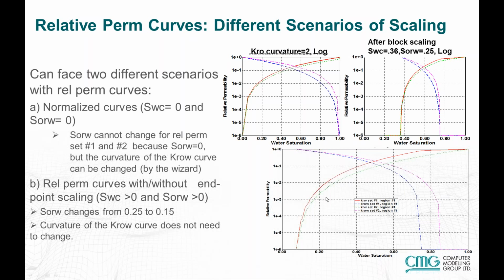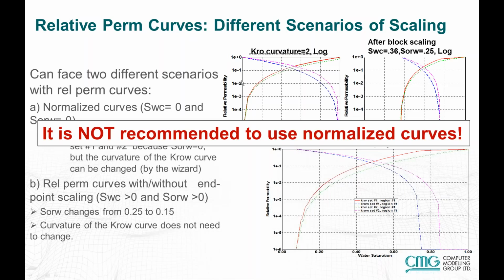and that's the preferred method. The reason being is that many times our Rel-perm curves are from a history match. You don't really want to start messing around with the curvature because you may get unexpected results. So for that reason, it's not recommended to use normalized curves for this kind of simulation.